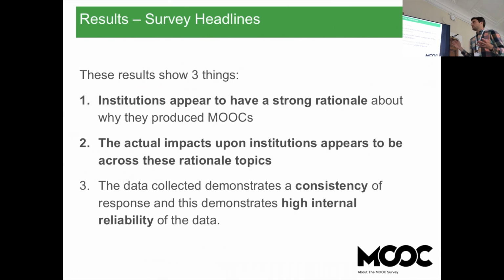So the results from the survey that I analysed did seem to show three things. They seem to demonstrate that institutions said they had a strong rationale for why they were producing MOOCs. And the actual impacts that people were reporting seemed to tally with that in a loose way. So at the moment, what this showed from the survey data was that people were responding in the same way. Not getting into the meaning yet, but the actual data collected seemed to be consistent, which is a good start.